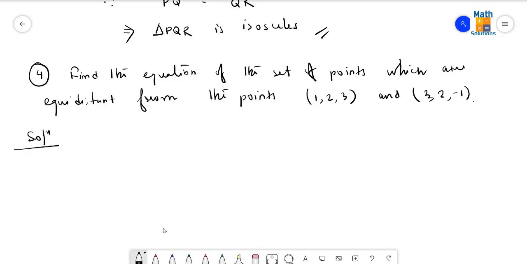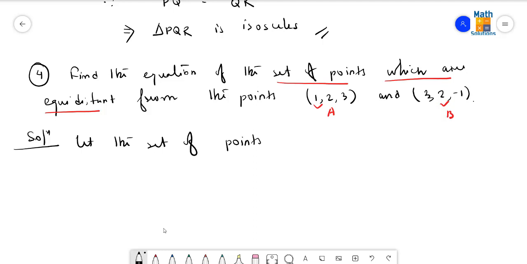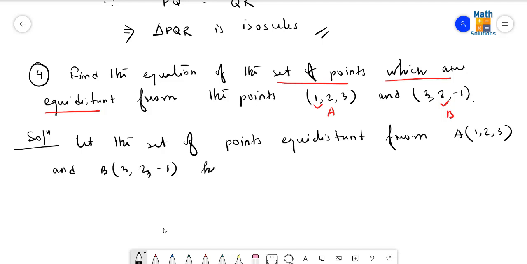So in the solution part, actually we are going to consider these two points as point A and point B, and the set of points which are equidistant, that means lying at equal distances from A and B, we are going to consider that point as capital P. So next, let the set of points equidistant from, say, capital A 1, 2, 3 and capital B 3, 2, minus 1 be capital P x, y, z.